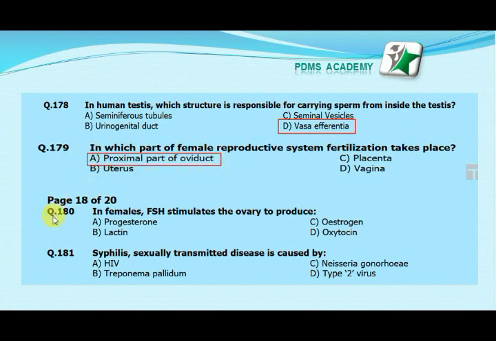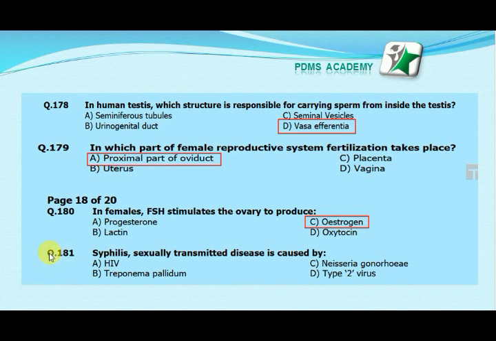Our next MCQ is: in females, FSH stimulates the ovary to produce. Option A, progesterone. Option B, lectin. Option C, estrogen. Option D, oxytocin. Our correct answer is C, estrogen.